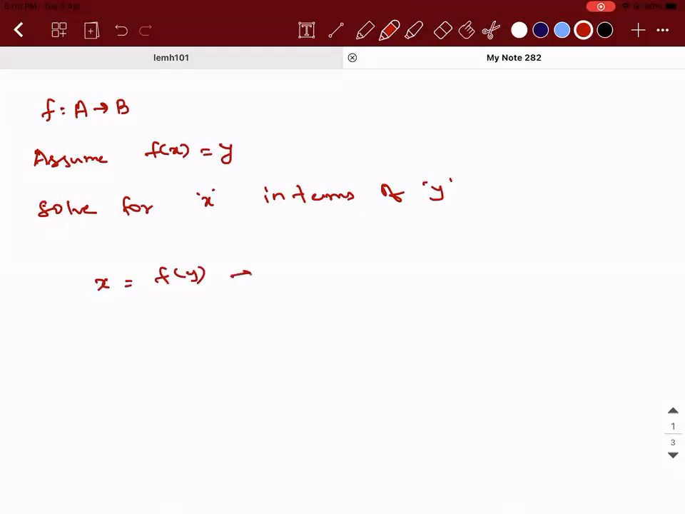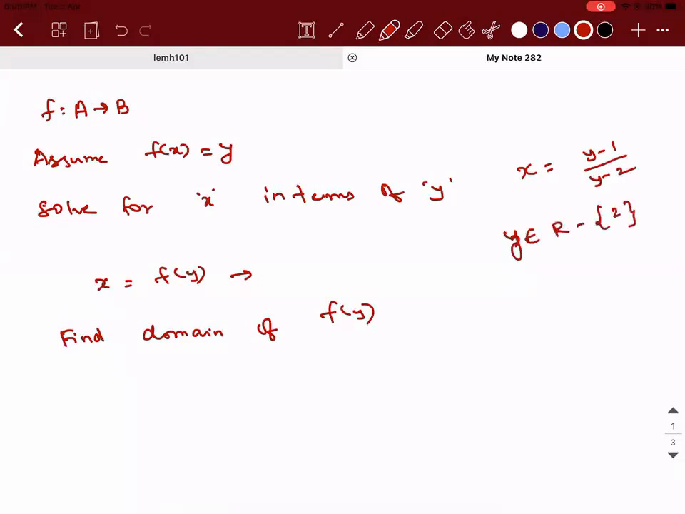Then after this step, find the domain of f of y. So what do I mean by domain of f of y? For example, I get an equation like this: x is equal to (y minus 1) by (y minus 2). Tell me what is the domain of this. So y belongs to all real numbers except 2. How did you eliminate the 2? Because it's a rational function and the denominator should not be 0. So R minus 2.